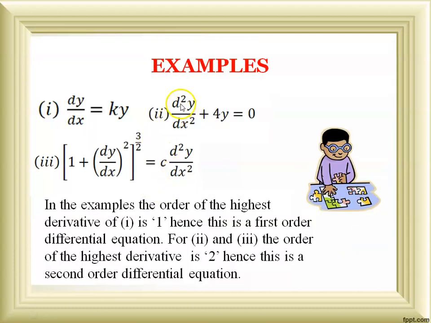In the second example, the derivative order is 2, d power 2. Therefore this is a second order differential equation. Here two derivative terms are present, so you must choose the highest order derivative. d square y by dx square is the highest order, which decides the order of this particular equation. Therefore this is a second order differential equation.